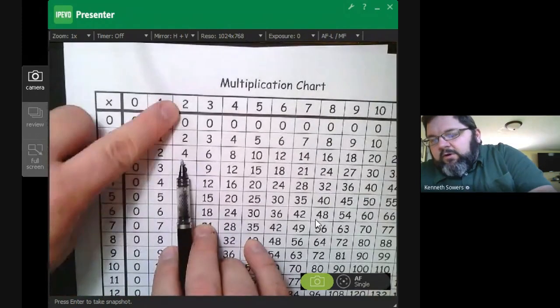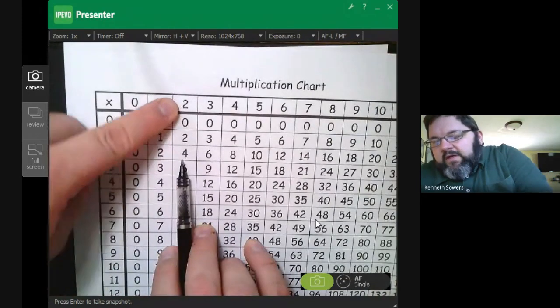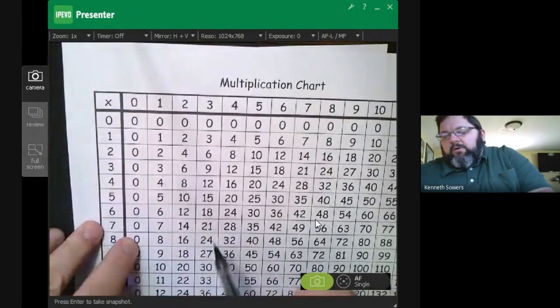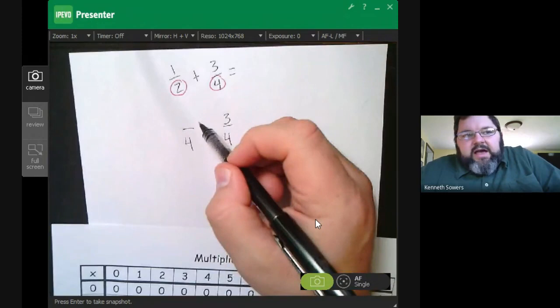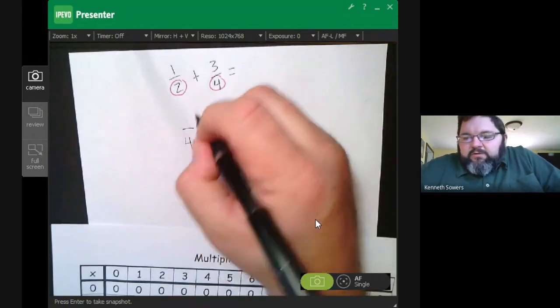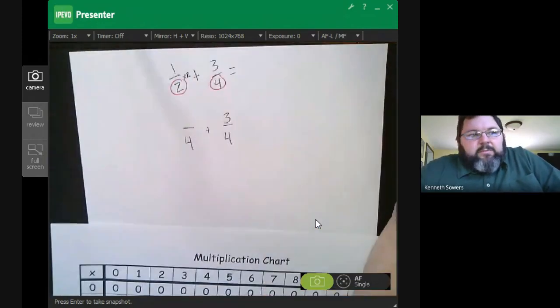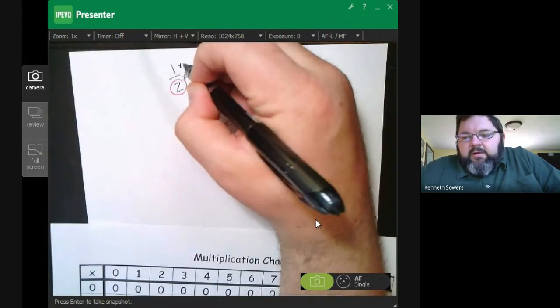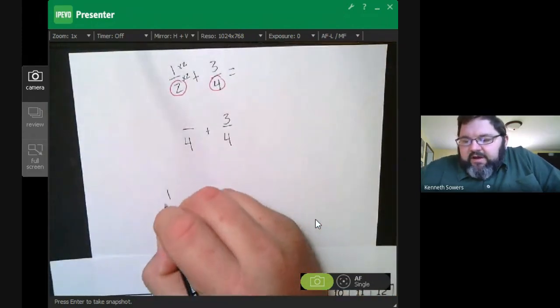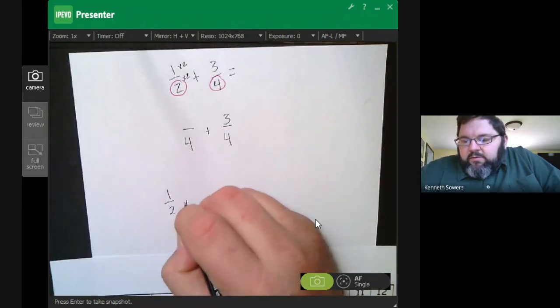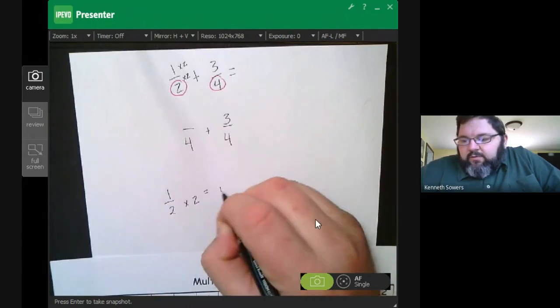2 goes into 4 2 times. So that means 2 times 2 equals 4. And whatever we do to the bottom, we have to do to the top of a fraction. So if we multiplied by 2 on the bottom, we're going to have to multiply by 2 on the top. So if we're going to write this out, 1 over 2 times 2 equals 4.